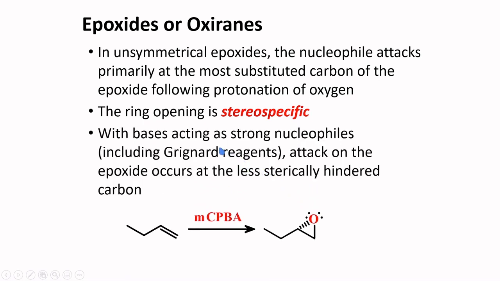In the case of basic conditions, with bases acting as strong nucleophiles, these include Grignard reagents, attack on the epoxide occurs at the less sterically hindered carbon, here. Thus, if you have a methoxide, your methoxide will attach at this point. This bond will break to deliver this product. As you see, the orientation of this oxygen remains downwards. Again, this is a stereospecific reaction.